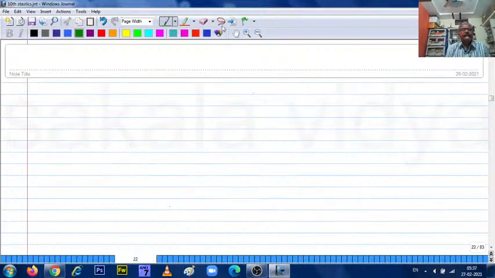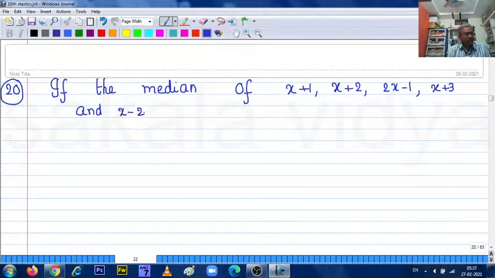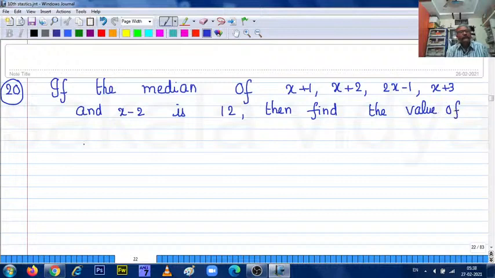Right, next. 20th question. If the median of x plus 1, x plus 2, 2x minus 1, x plus 3, and x minus 2 is 12, then find the value of x.